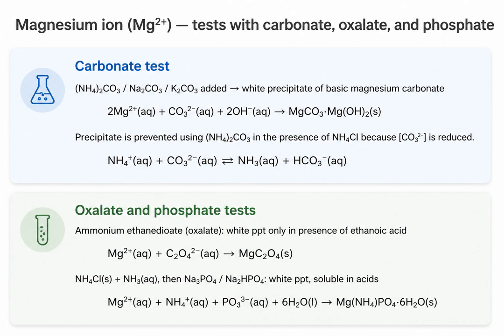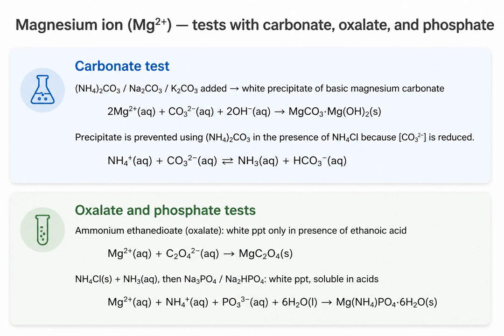In practice, ammonium carbonate in the presence of ammonium chloride can prevent the precipitate because carbonate ions are reduced. Carbonate is partially converted to hydrogen carbonate through the ammonium equilibrium shown. With oxalate, magnesium oxalate is a white precipitate, but the condition given is important. It forms only in the presence of ethanoic acid, which controls competing precipitations.